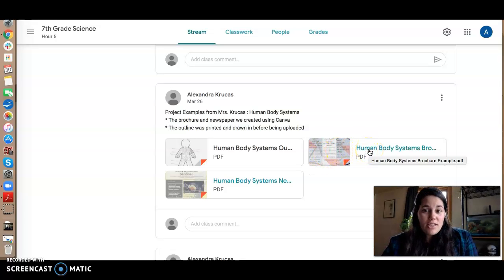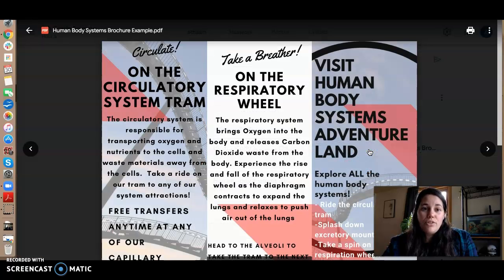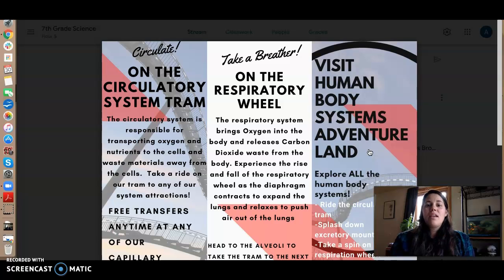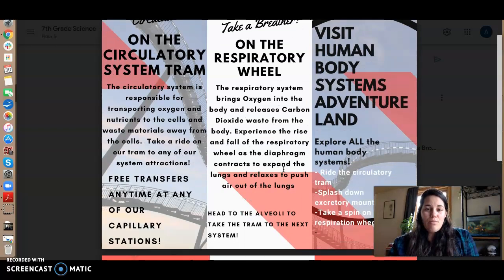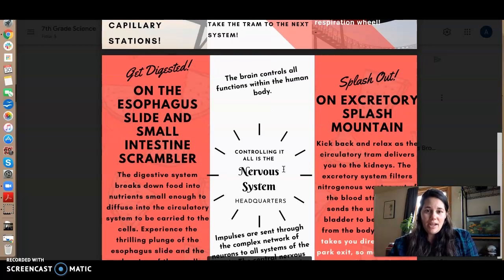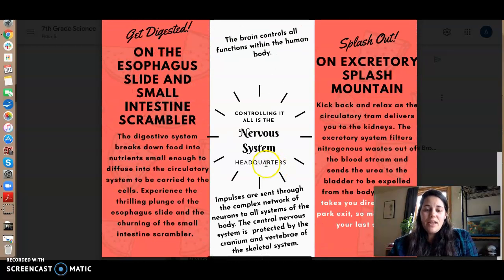Another example project here would be making a trifold brochure. So that's like a travel brochure where if I were to print this, it would fold together into a little pamphlet. I modeled my brochure on a brochure for an amusement park. So my theme here is to visit the Human Body Systems Adventureland. And so I have space for all of my different systems. I've got my circulatory system, respiratory system, digestive system, excretory system, nervous system.